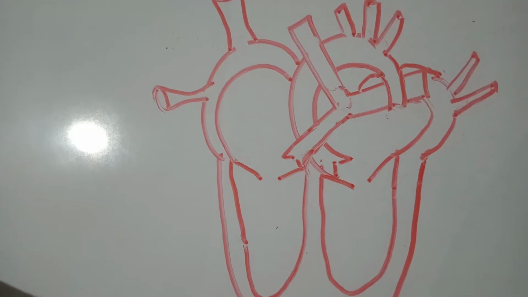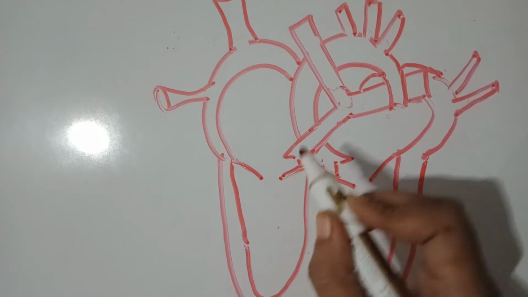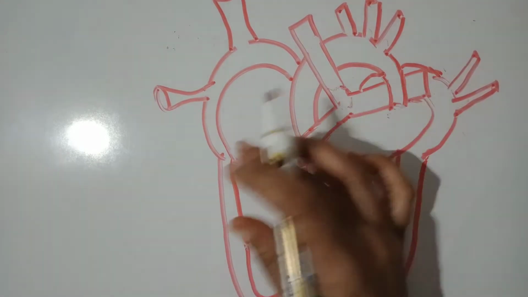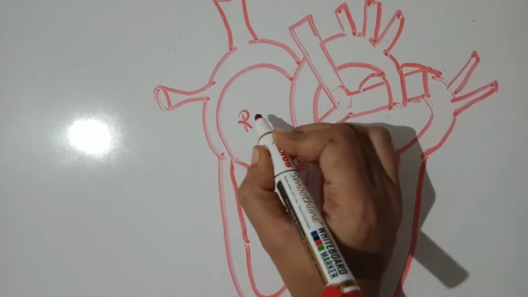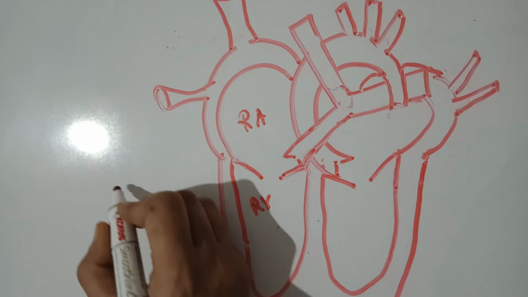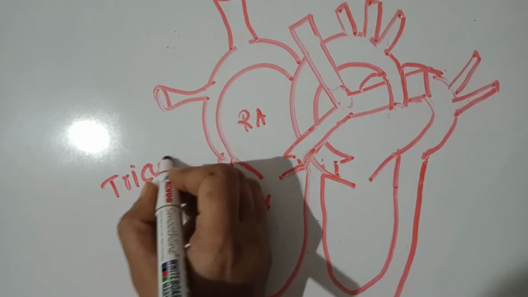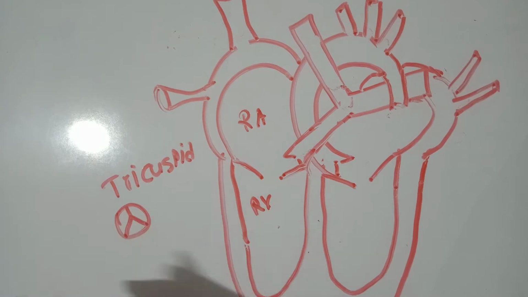Students, in this video we'll see the functions of chordae tendinae and where they are located. We have already seen that in between the atria and the ventricle, this is the right atrium and this is the right ventricle, there's a tricuspid valve. It is called the tricuspid valve because it contains three flaps.